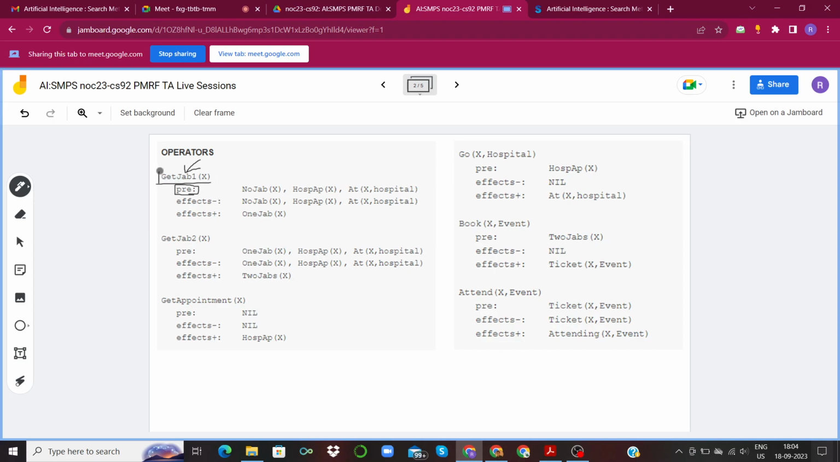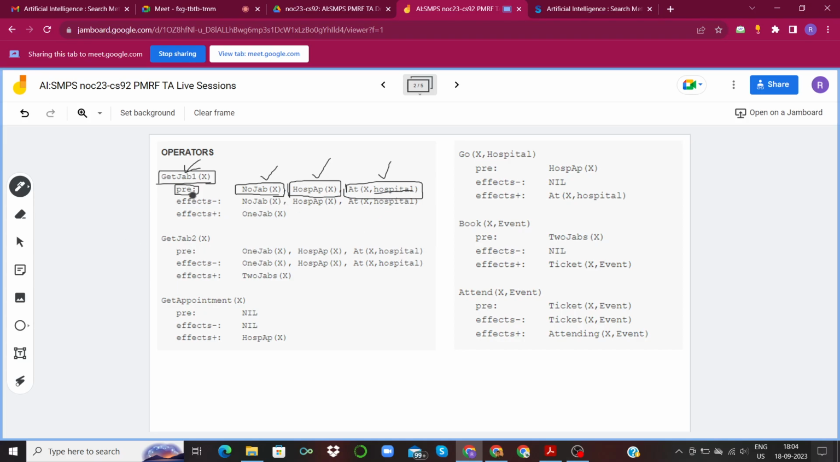And for this particular operator get jab 1, the preconditions are that the person X must not have received any dose of vaccine or any jab of vaccine before. Only then we can say that the dose of vaccine that the person would be receiving would be his or her first dose. Okay, so that is one precondition. The second precondition is that the person X should have a hospital appointment, and the third precondition should be that the person X should be at the hospital physically. Okay, so here that location is replaced by hospital, if you recall from the predicates.